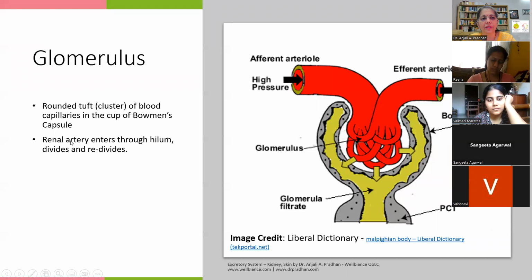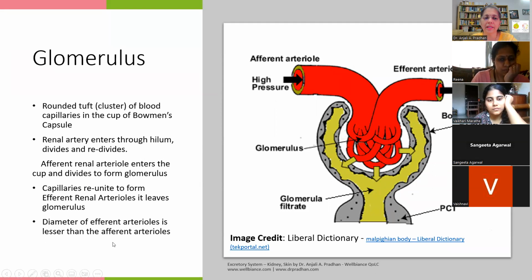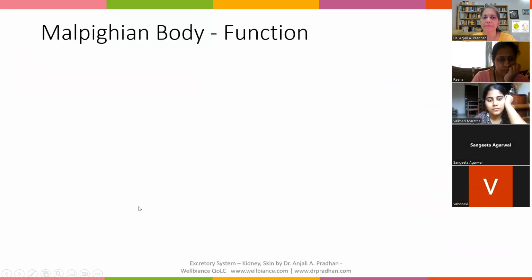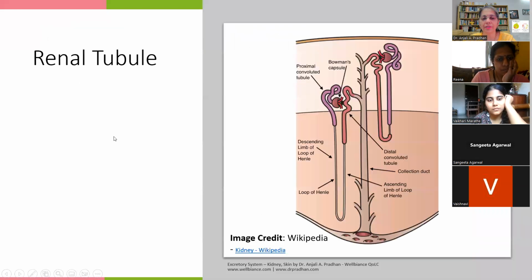Are you reading this? Renal artery enters through hilum, divides and redivides. An afferent renal arteriole enters the cup and divides to form glomerulus. Capillaries reunite to form efferent renal arteriole. It leaves the glomerulus. Correct? Then the diameter of efferent arteriole is lesser than afferent. So the blood flows under high pressure through glomerulus and thus facilitates ultrafiltration.